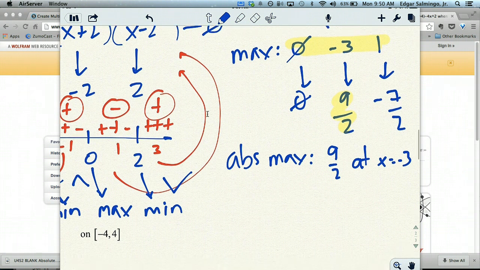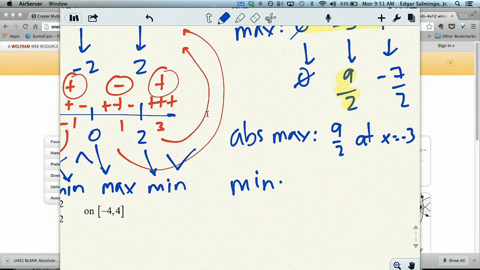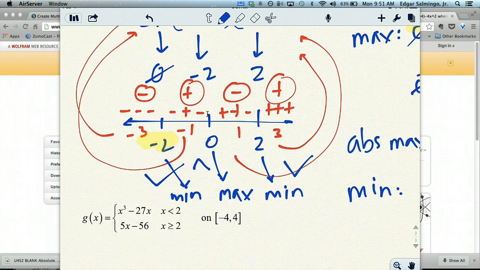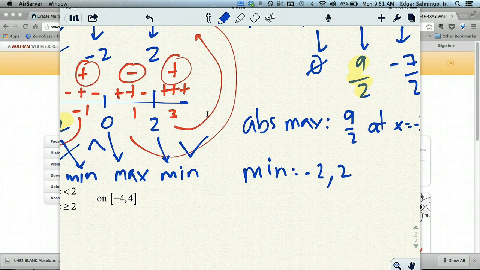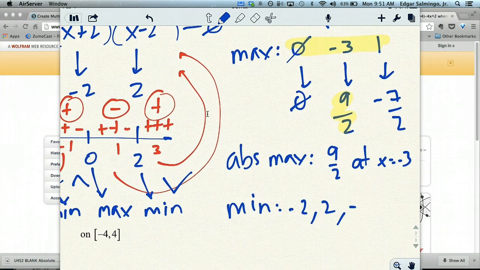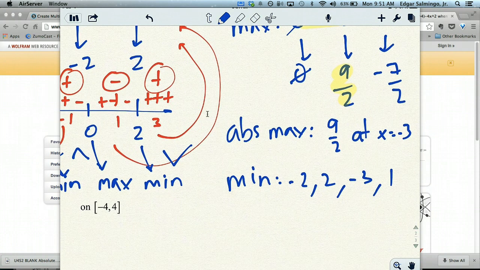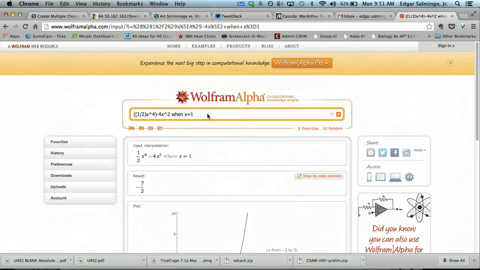Now let's try min. Min, if you remember, when I did the intervals, I had two mins, or local mins, negative 2 and 2. And then I also have my two endpoints, which are negative 3 and 1. And remember, we already solved negative 3 and 1. So negative 3 gives me 9 over 2. I already know that 1 gives me negative 7 over 2. What I'm going to do now is take these other local mins, put them in the original function, and see which one gives me the smallest number. Again, I'm going to go into my calculator. I'll plug in negative 2.